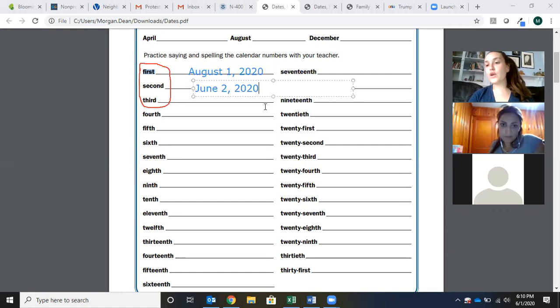Part of your homework is, if you're able to, print this and write it out, or on your own paper, follow on the screen and practice writing these numbers, because that will really help you remember them.